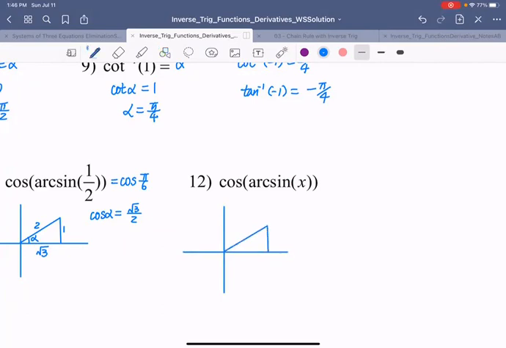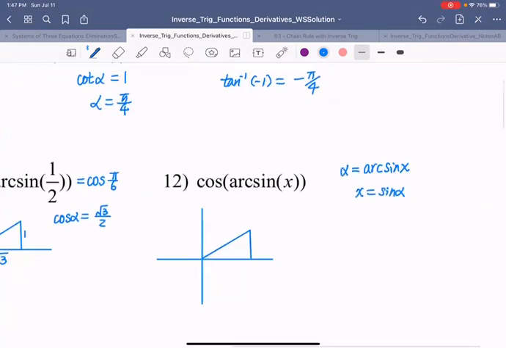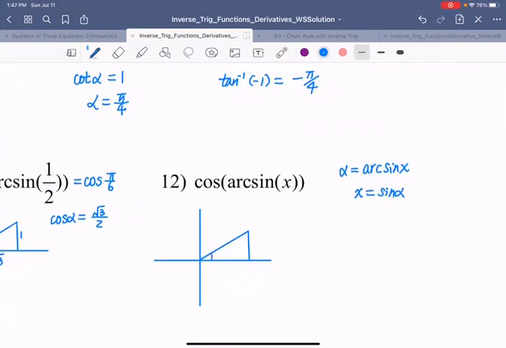This is alpha. We make alpha equal to arc sine x. Alpha is the angle, so x equals sine alpha. That means we can see here the sine of this angle: the opposite is x, and the hypotenuse is 1. Sine alpha equals x divided by 1.